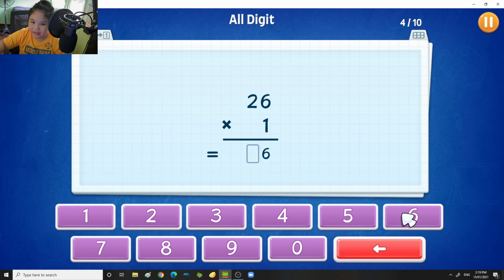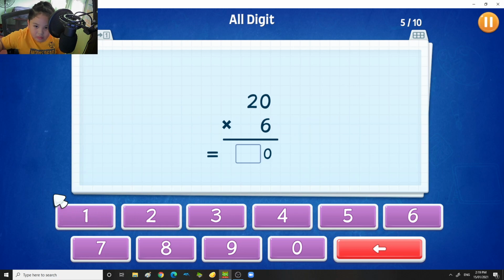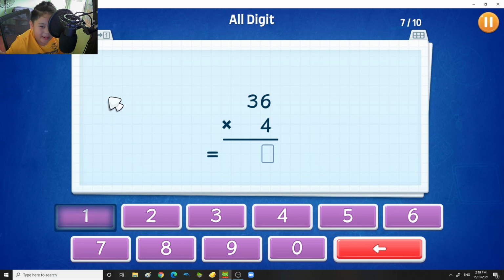Okay, 6, 2. Zero, and then 12. Easy. 6 times 4. Okay, 12 plus 12 equals 24.